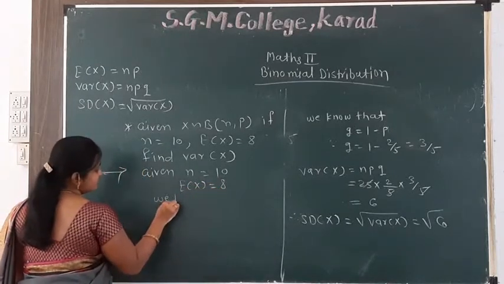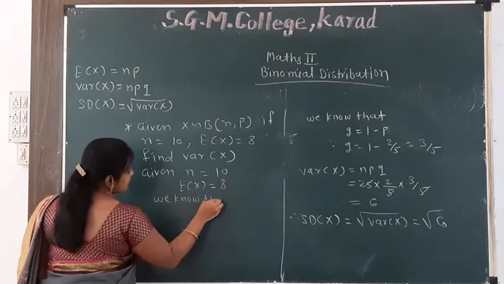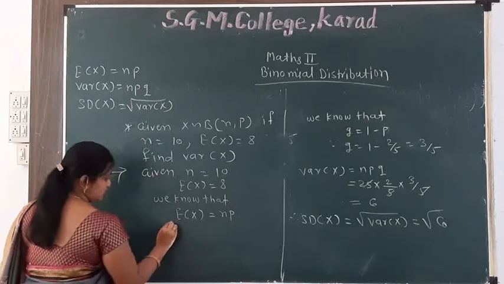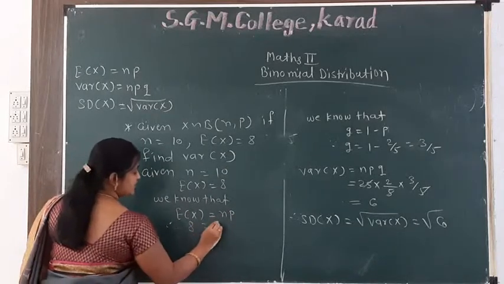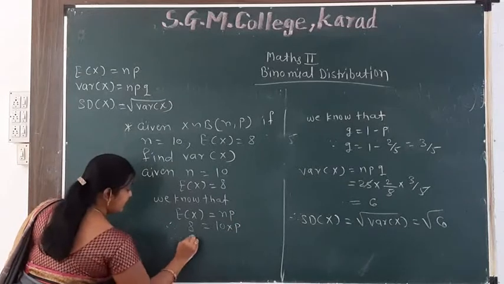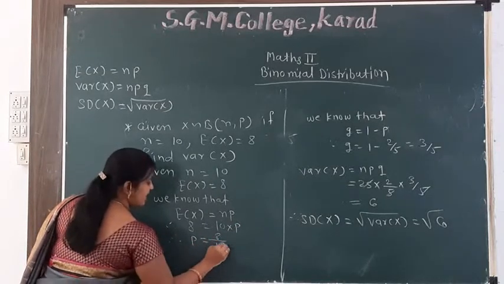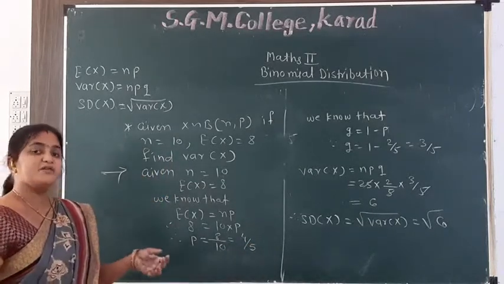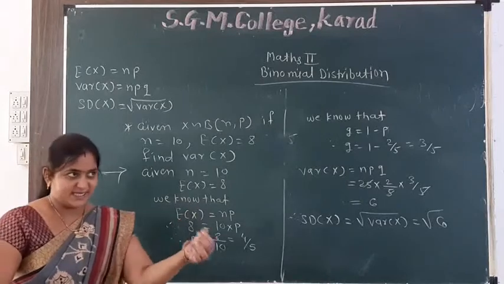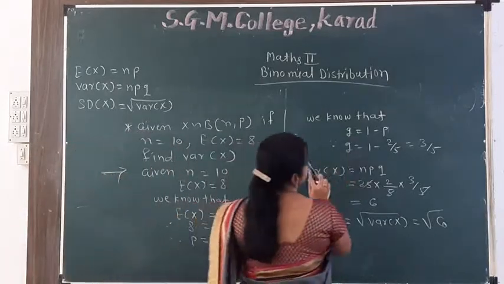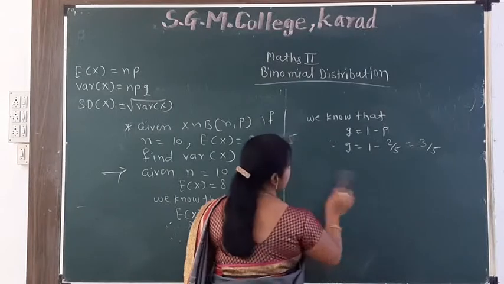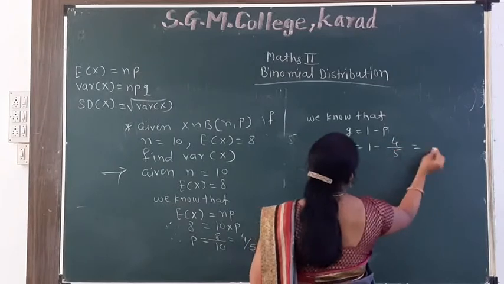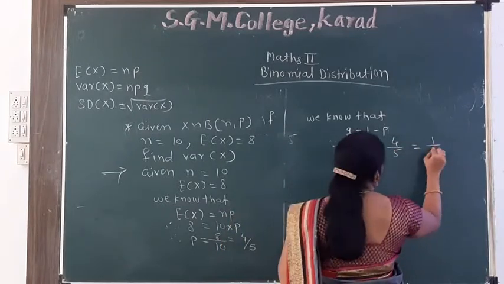So we know that E of X is equal to n multiplied by p. Substituting the value 8, with n value 10, multiplied by p, we get the p value is 8 by 10, which is 4 by 5. Now we find the q value using the formula q is equal to 1 minus p. Substituting the p value, 4 by 5, and simplifying, we get 1 by 5.